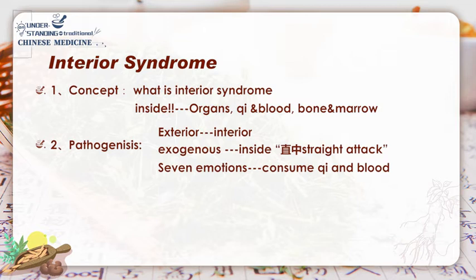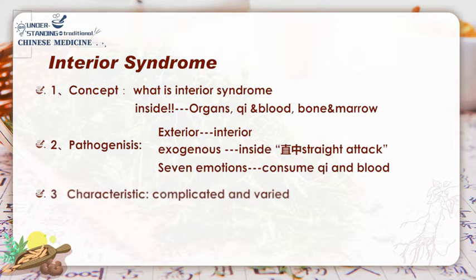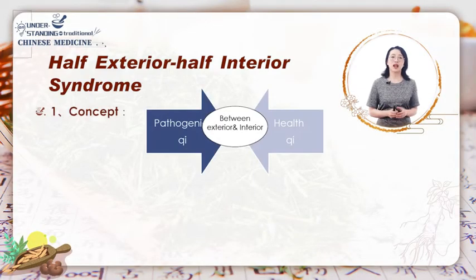All of these three causes may impair the qi and blood of the zangfu organs, or cause functional disorder of the zangfu. The symptoms and mechanisms have many different reasons, but the key is the dysfunction of the zangfu, qi, blood, and body fluid. There is another syndrome which is called half exterior, half interior syndrome.